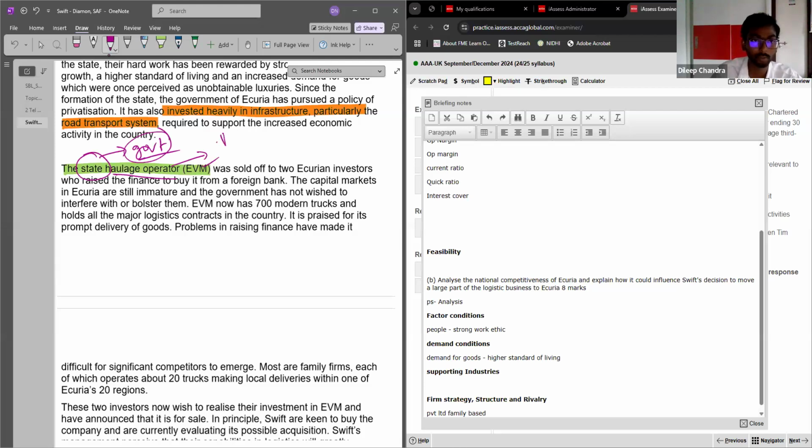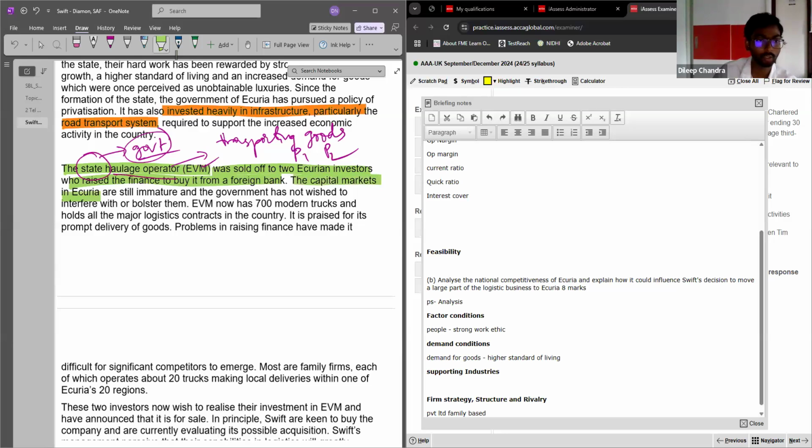This is known for transporting goods from place 1 to place 2. Okay, was sold off to Ecuadorian investors, who raised the finance to buy it from a foreign bank. So they mentioned this. They have raised finance to buy from a foreign bank.